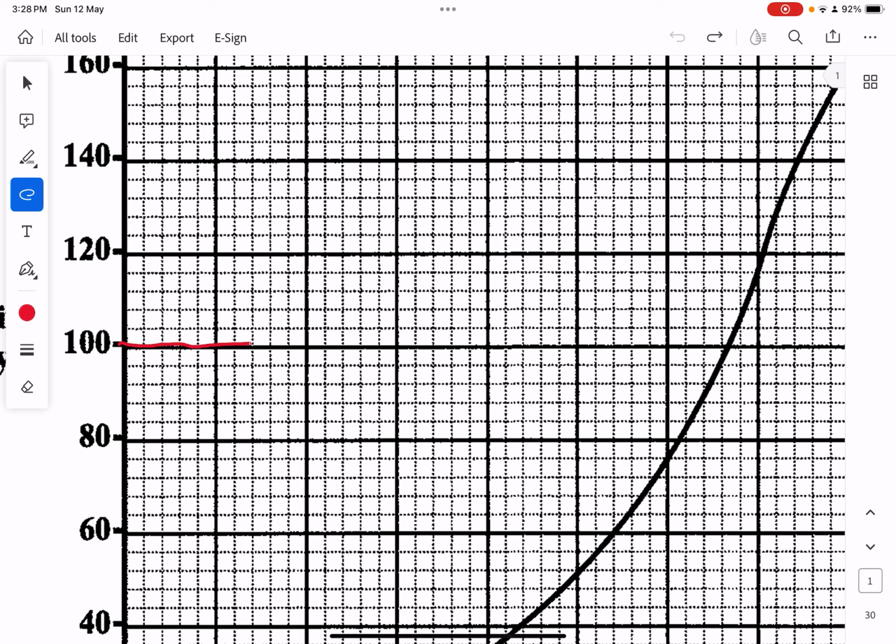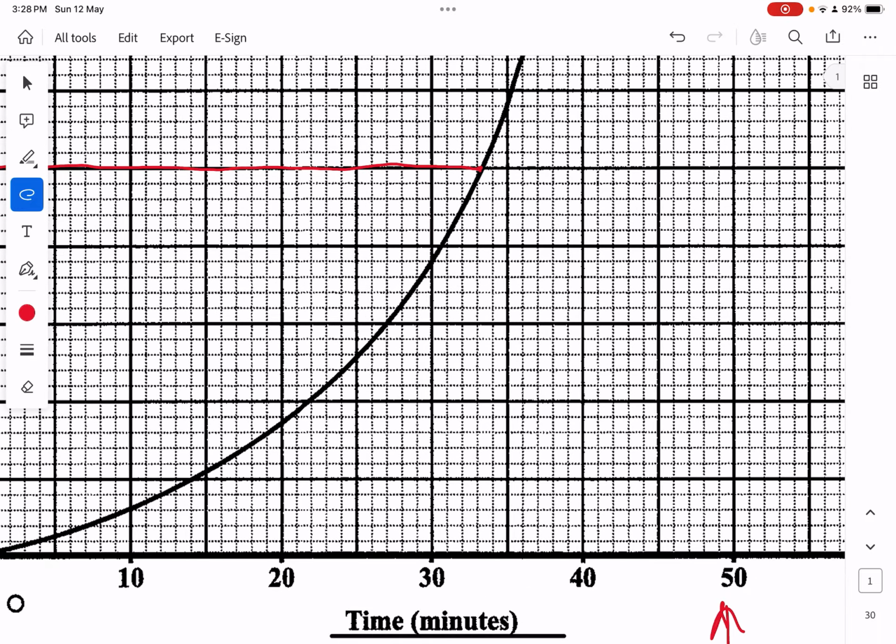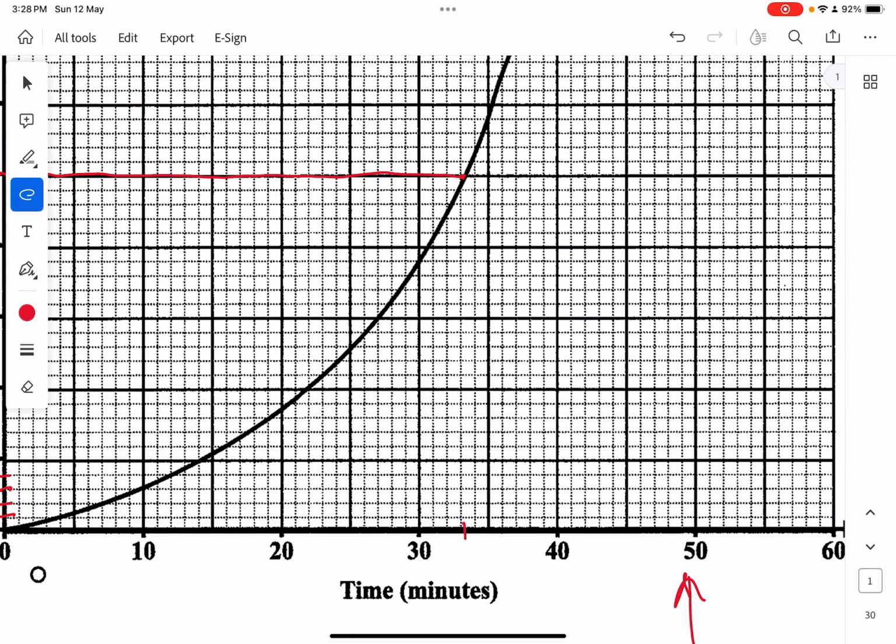So from 100 we go across, and it meets at this point right here. And then from there we go down to our time, and I can see that it falls somewhere in between here. So I'm going to say it's going to be 30.